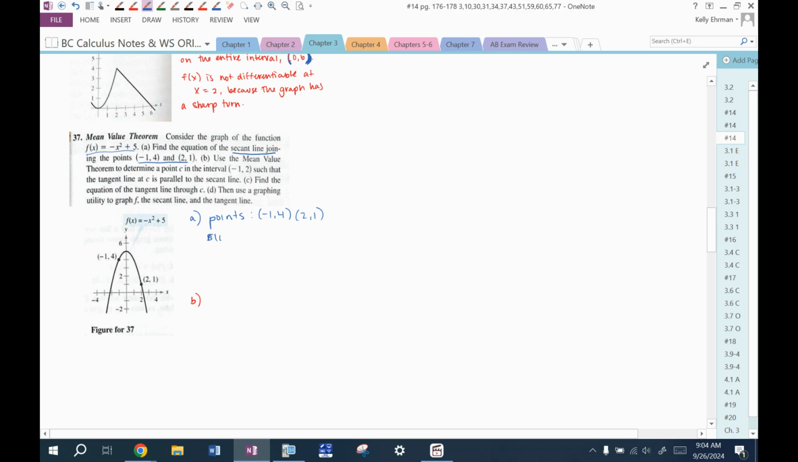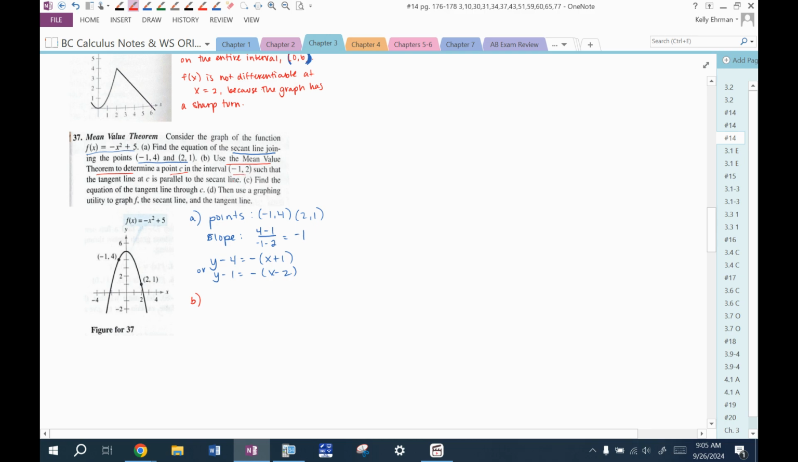And then the slope is not a derivative. It's just the slope between those 2 points. So like 4 minus 1 over -1 minus 2. 3 over -3 is -1. So the equation could either be y minus 4 equals negative x plus 1, or it could be y minus 1 equals negative x minus 2. Either one.